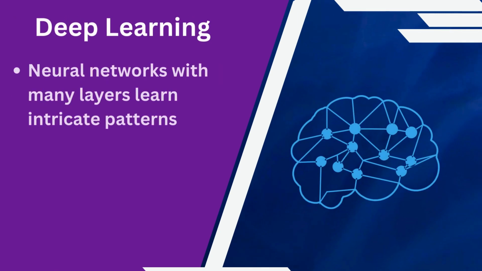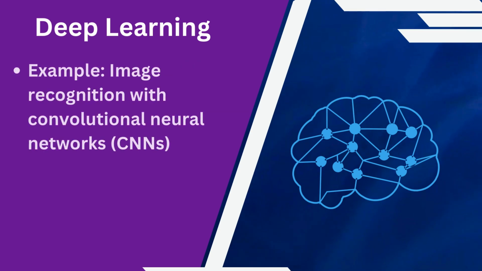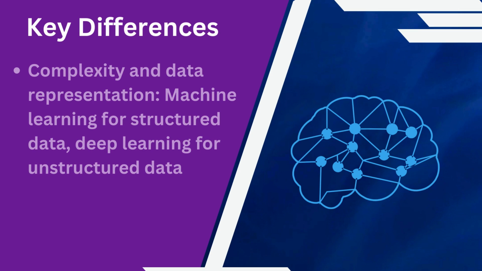Deep learning, a subset of machine learning, focuses on neural networks with many layers capable of learning intricate patterns. Let's look at image recognition as an example. In deep learning, convolutional neural networks analyze images layer by layer, learning hierarchical features. For instance, in facial recognition systems, convolutional neural networks can distinguish facial features like eyes, nose, and mouth to identify individuals. The key difference lies in complexity and data representation.